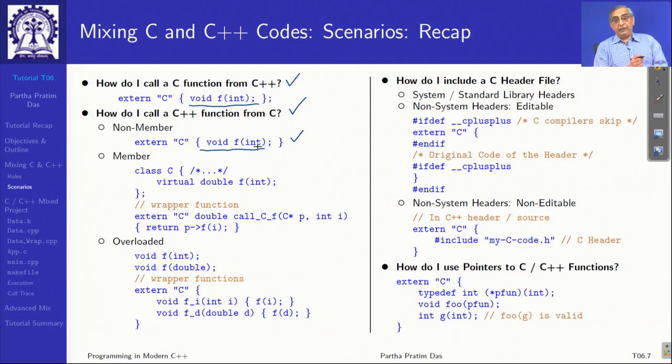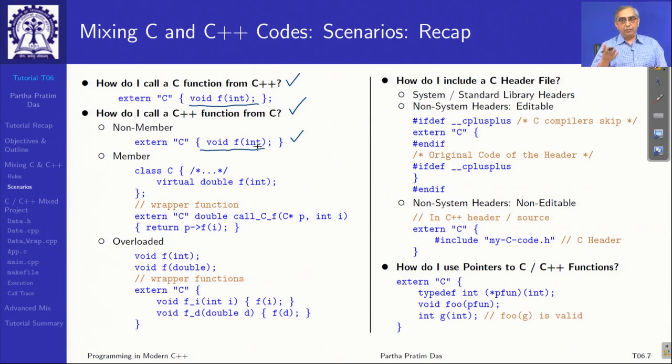For a member function, naturally the things get a little difficult, because you know that any member function needs a hidden parameter, which is the identity of the object on which that member is being called, and that parameter is the this pointer.